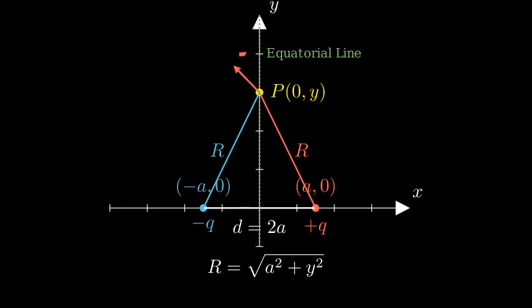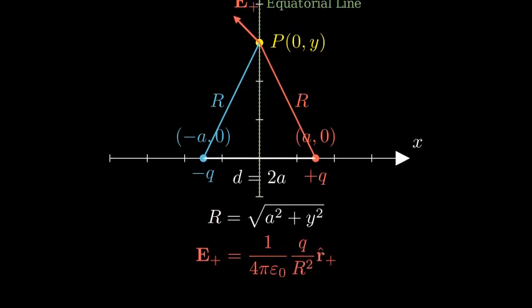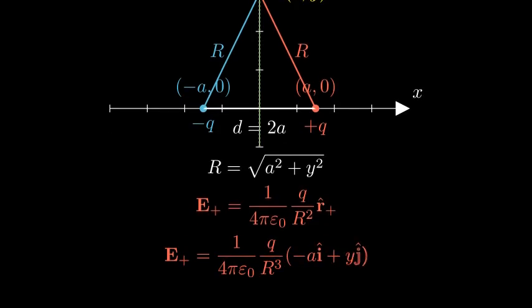The electric field at point P due to the positive charge is given by Coulomb's law. It equals 1 over 4 pi epsilon naught times q over r squared times the unit vector r plus. In terms of components, this is 1 over 4 pi epsilon naught times q over r cubed times the vector from the positive charge to point P, which is negative a i hat plus y j hat.